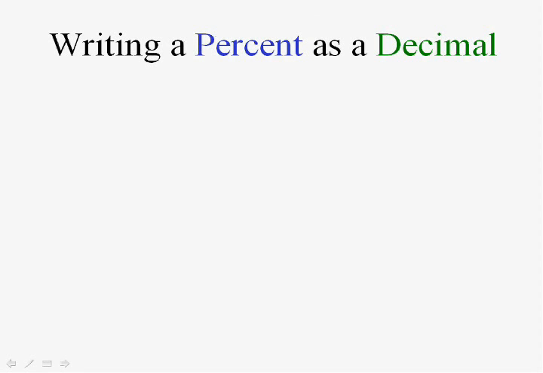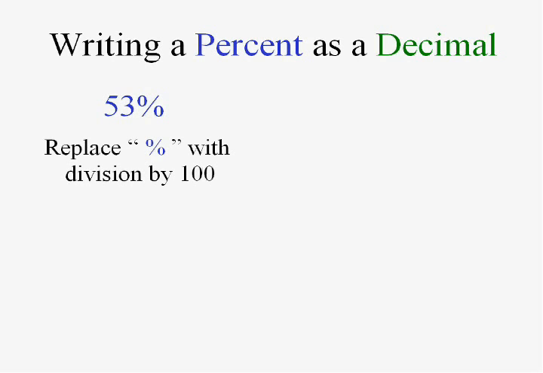So when we go to write a percent as a decimal, for instance 53%, just remember that percent means out of 100, or division by 100. We want to take that percent and divide it by 100.